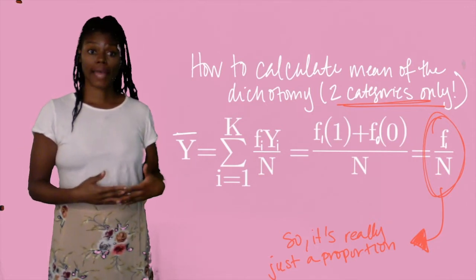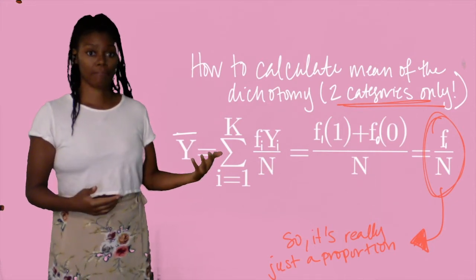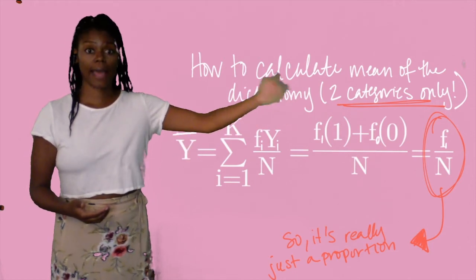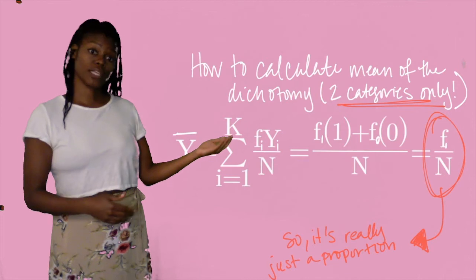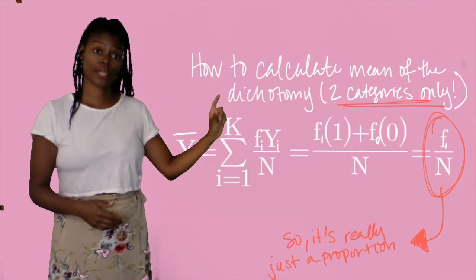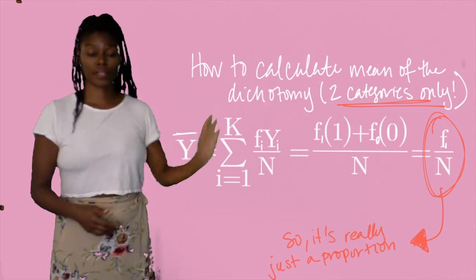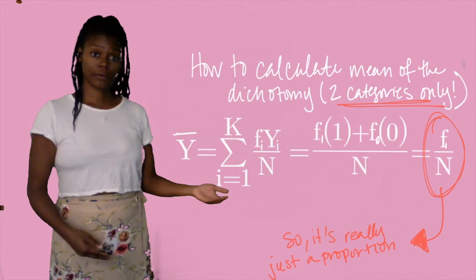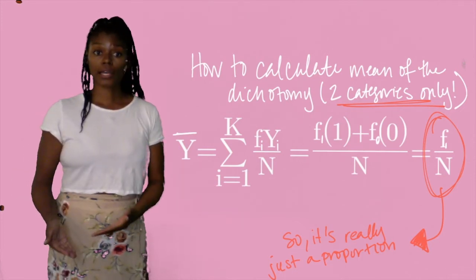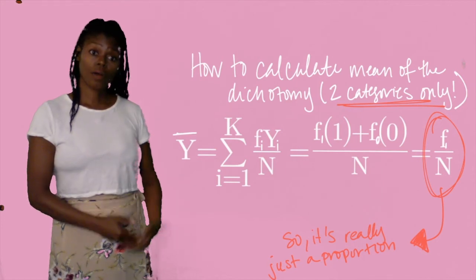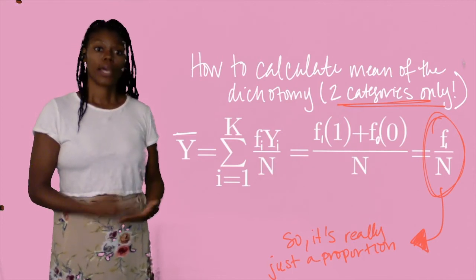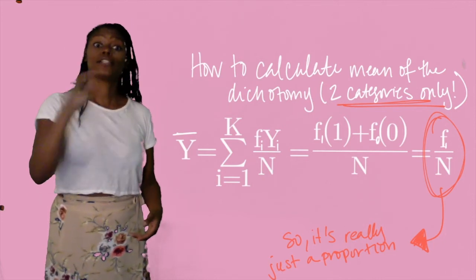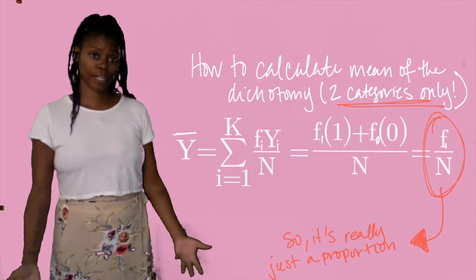Now, if we go back and we look at our formula for the mean, y bar, we again see the frequency times the categorical value. Well, then the frequency gets multiplied by 0 for the first category and multiplied by 1 for the second category. We know that when we multiply something by 0, it becomes 0. And when we multiply something by 1, it stays the same. And so the mean of a dichotomous variable is always the frequency of the category you've designated as 1 divided by the total number of cases. It's simply a proportion.